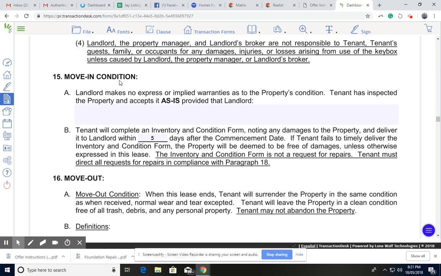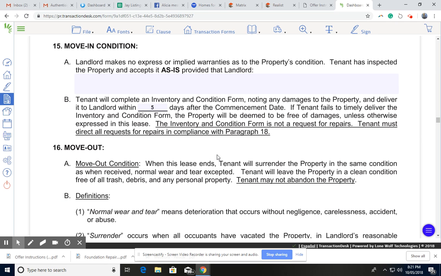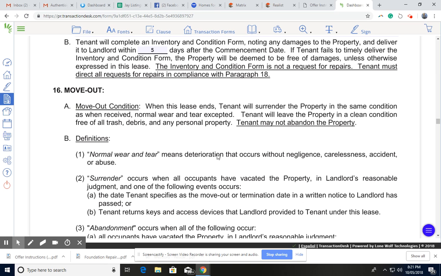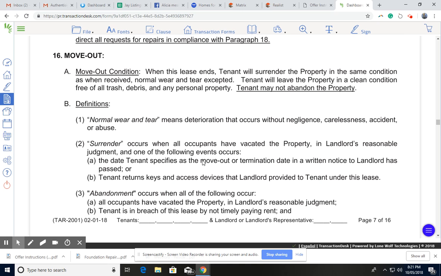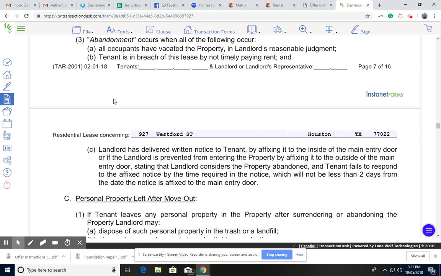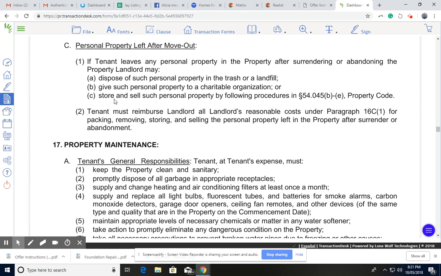This is very important. The moving condition. Tenant will complete an inventory and condition form. I'll show you guys where to get these forms. They're right here in the system that we use. But they have to deliver it back to the landlord within the first 5 days of being there. If something needs to be addressed, if something's messed up, that's what the form is there for. If they call us 20 days, 30 days later, well, obviously it's up to the landlord to address it at that time. All right, so let's keep it moving.